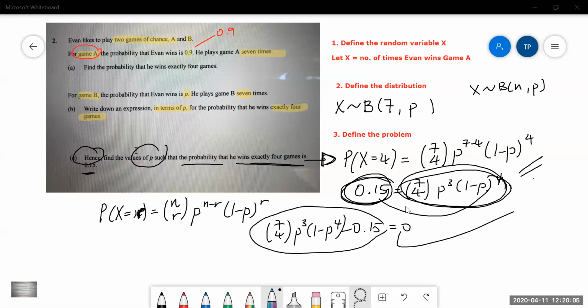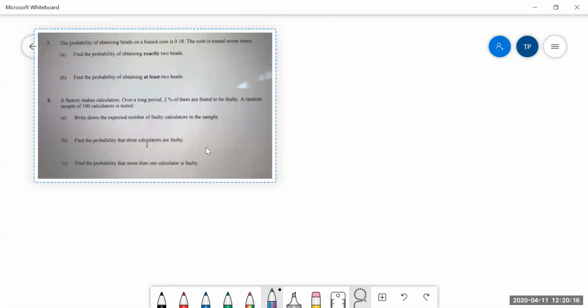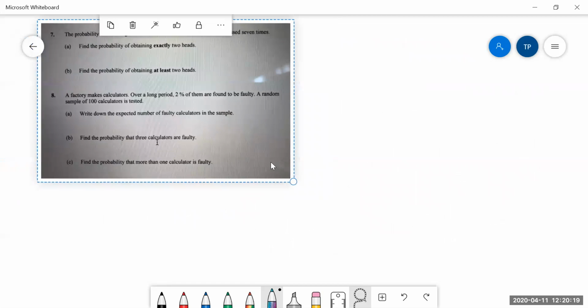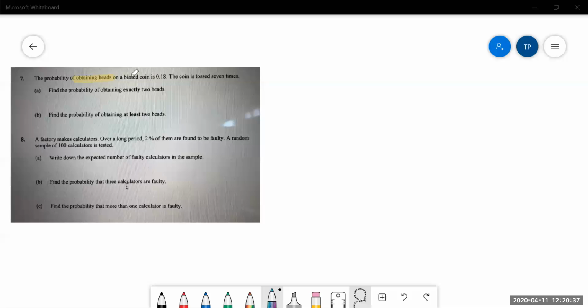Can I move on? Okay. The probability of obtaining heads of a biased coin, so you cannot say it's 0.5, it's 0.18. The coin is tossed 7 times.